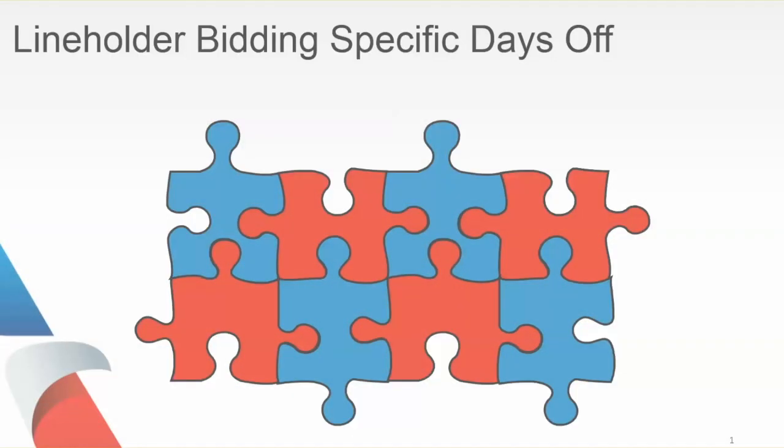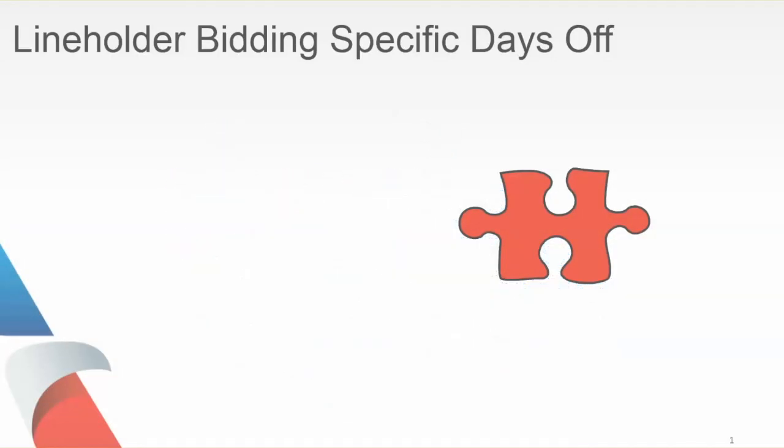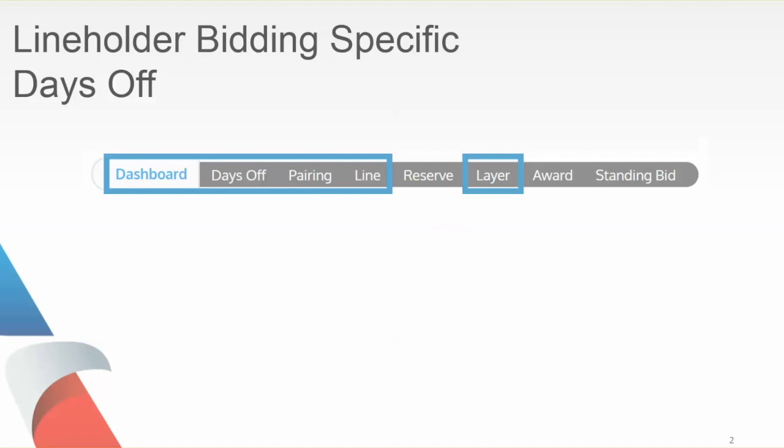Let's talk about the next piece of our puzzle. As a line holder, you want the flexibility of bidding certain days off in the month. With PBS, you can do that right from the large monthly calendar under the appropriate tabs.